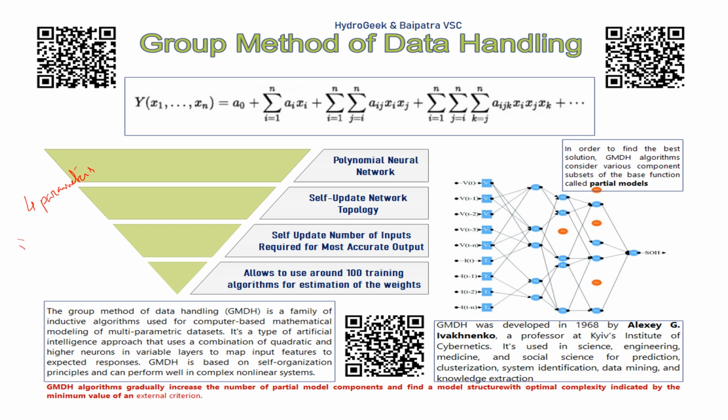First one is the network topology. What is it? The network topology is, the number of input and output is fixed. You cannot change it. Suppose there is a problem where you have 4 inputs and you have to predict 1 output. You cannot change 4 and 1.